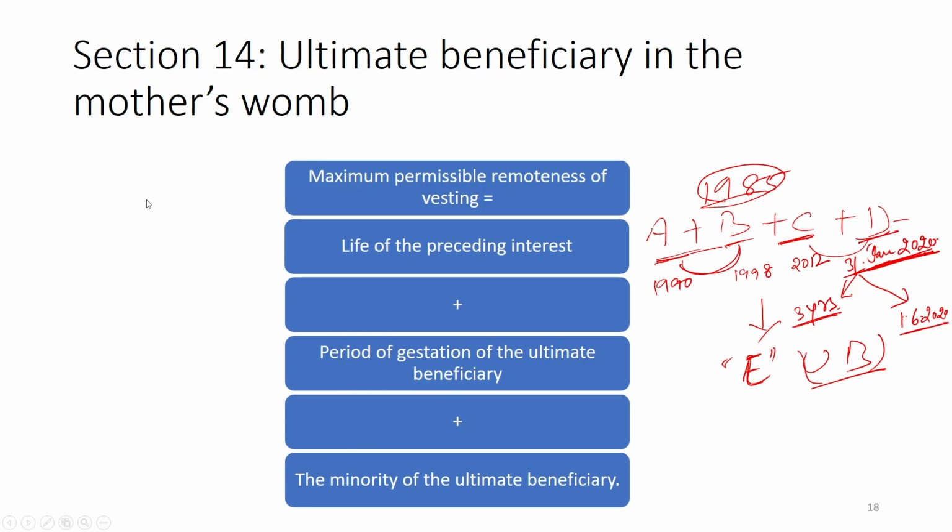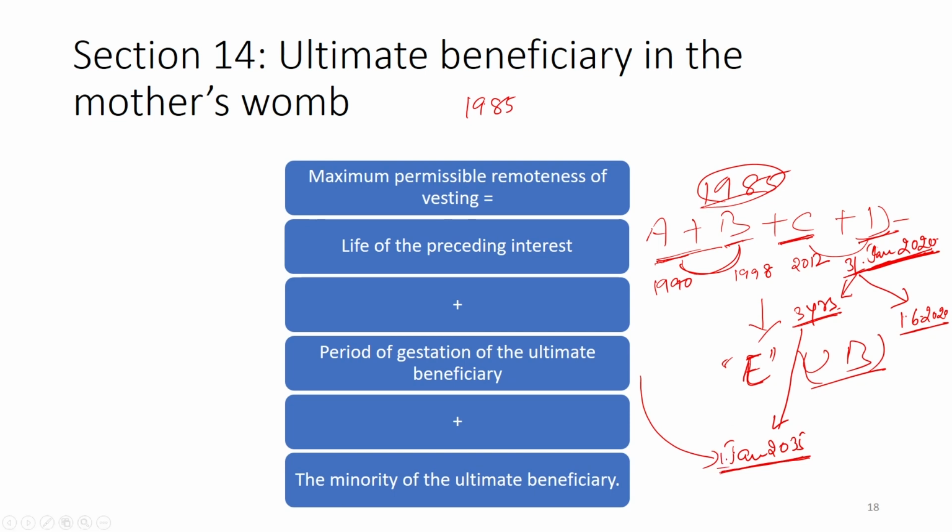Now, what will be the maximum in the first case, when E was in existence? Take the total time period from 1985 until 31st January 2020, when he was 3 years old. So, after 15 years he will attain majority. We add 15 years, so in January 2035 he will attain majority. So, all the property in the first condition will vest on 30th January 2035.